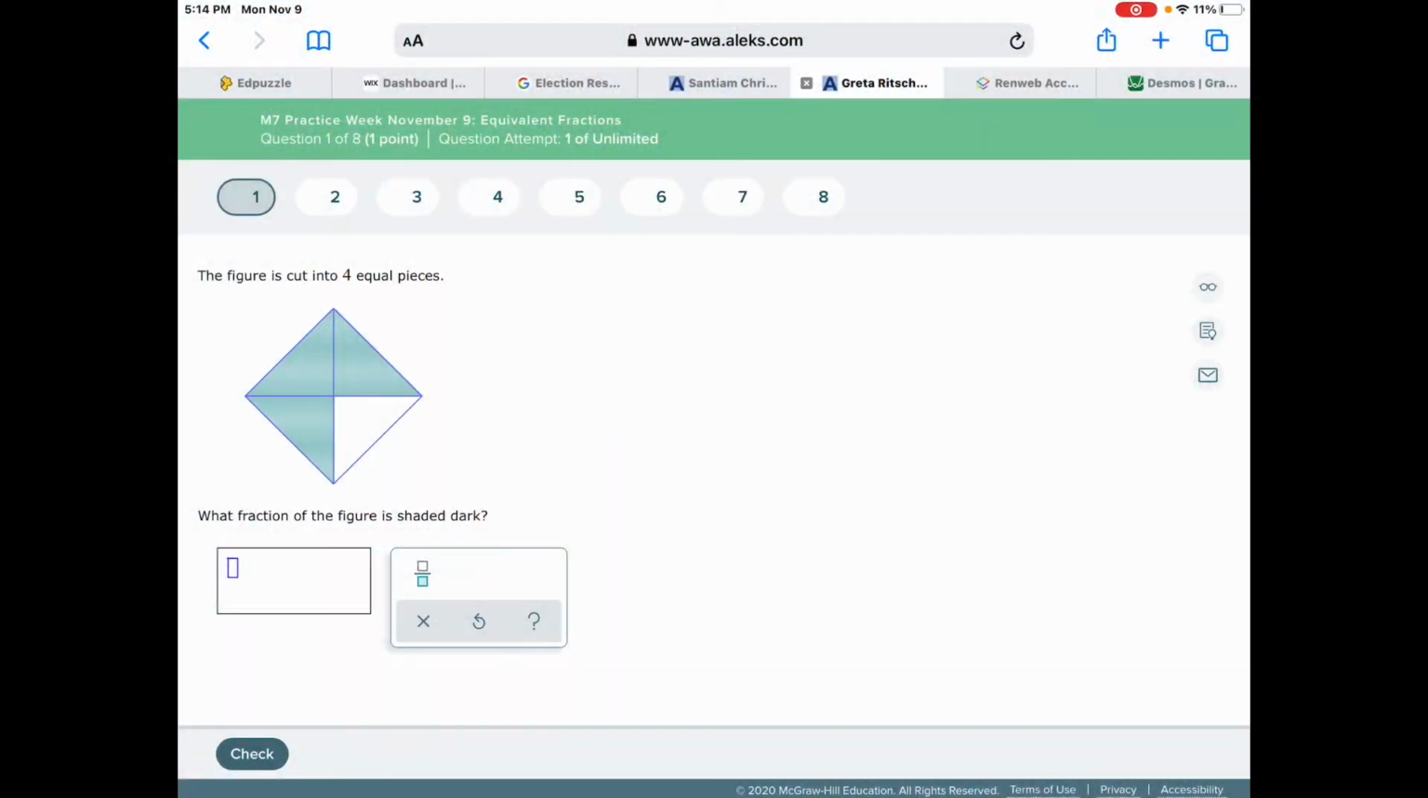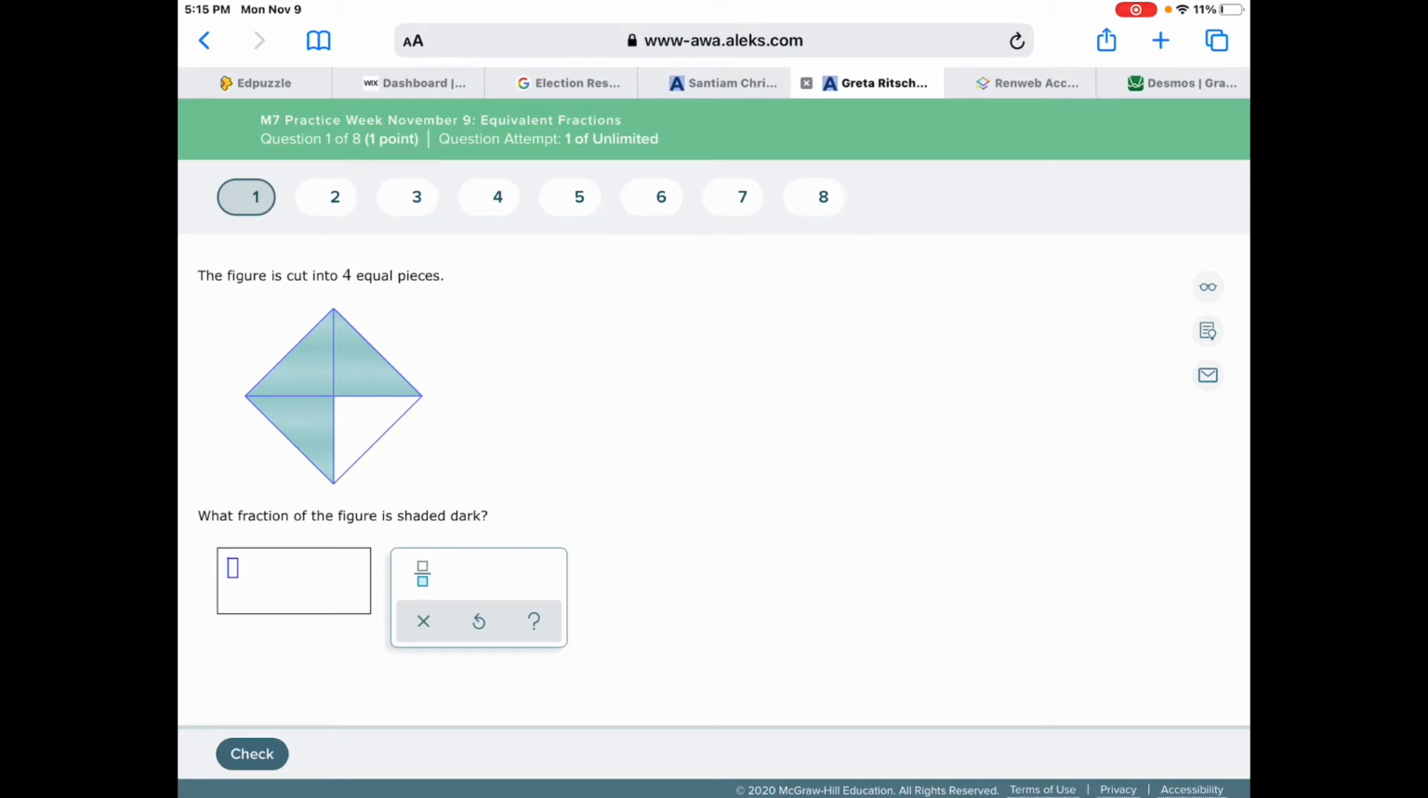Hi guys, this week we're going to start introducing equivalent fractions, and a lot of you have quite a bit of experience with fractions, so some of this might be review, and we just want to strengthen our understanding and get even better at fractions.